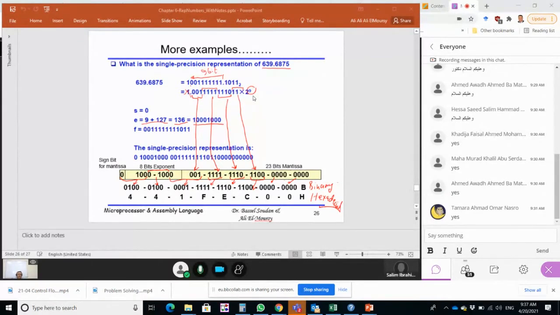What shall I do? The first thing that I do now, I get the bits of the number. What is the first step?